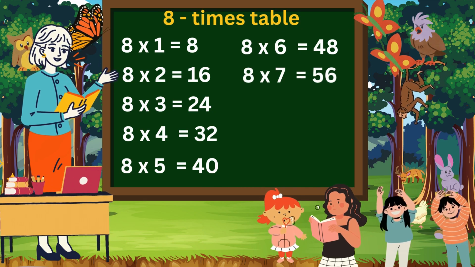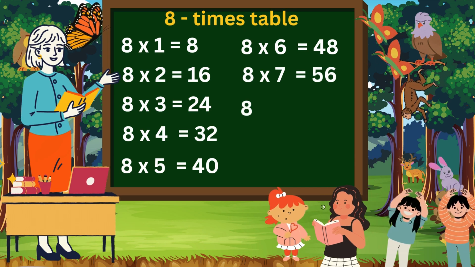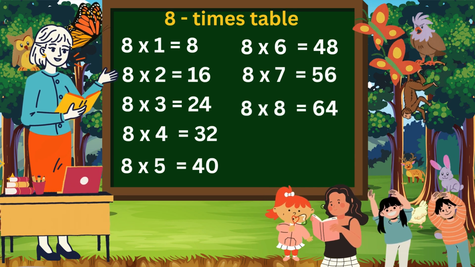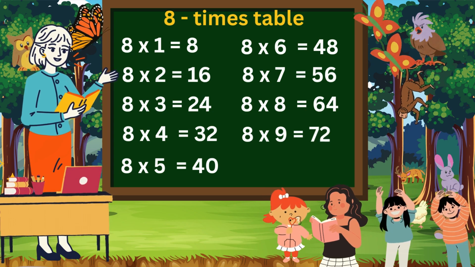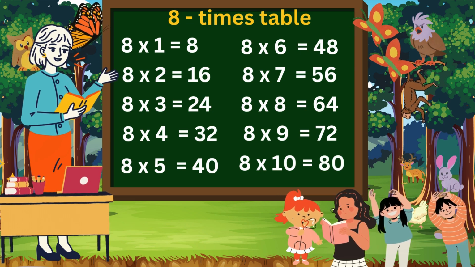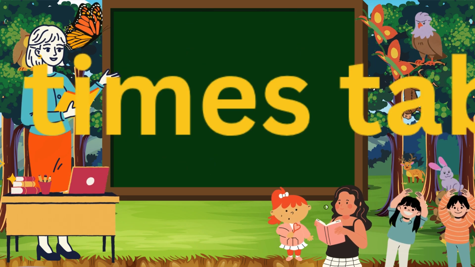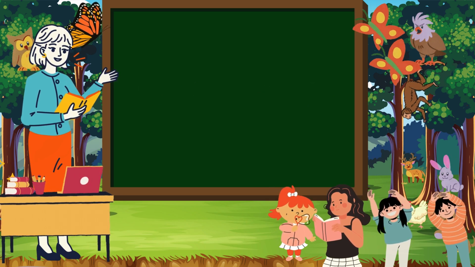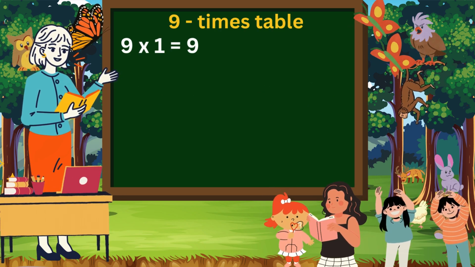8 sevens are 56. Boom, boom. 8 eights are 64. Clap, clap. 8 nines are 72. Boom, boom. 8 tens are 80. Woohoo! 9 times table. 9 ones are 9.